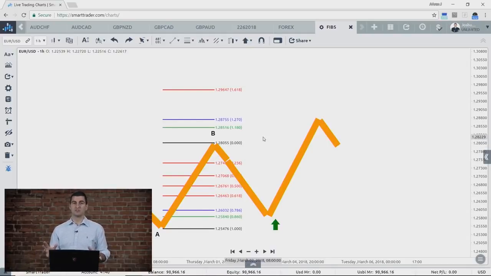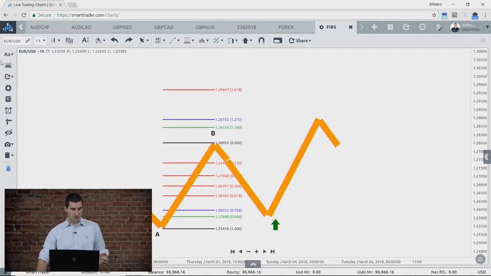I know the numbers can be overwhelming. I get it. It was overwhelming when I first started too, but you have to know them if you really want to be great at Fibonacci's, okay? Now, Fibonacci's give you entries, they give you exits, but they also give you risk versus reward.